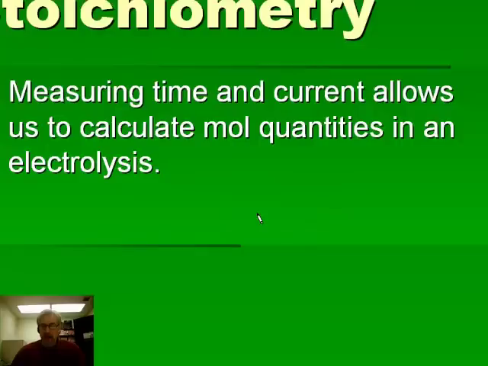Well, the electrons, you may have noticed in these half reactions, have coefficients on them. So that means moles of electrons are related to the moles of everything else in the equation. And moles of electrons are related to coulombs. And coulombs are related to the current in amps and the time in seconds. So if we can measure time and measure current, we can make some predictions and calculate how many moles of different species are produced or consumed in an electrolysis reaction.